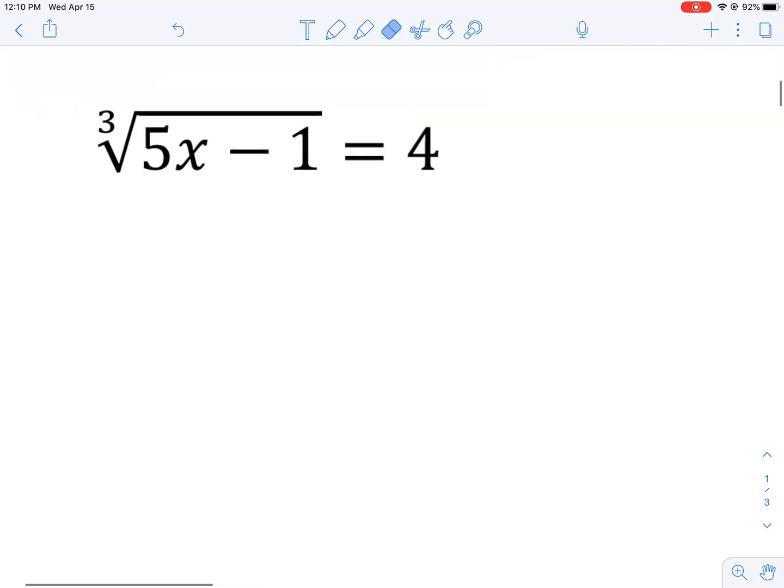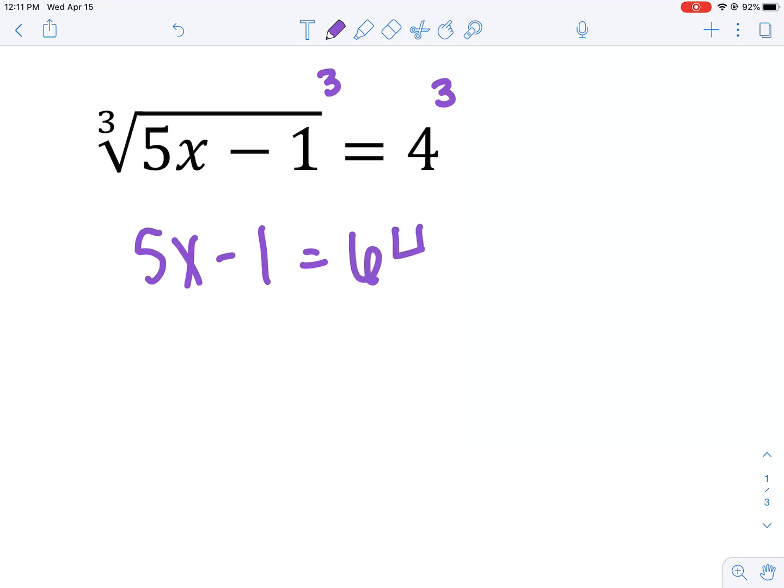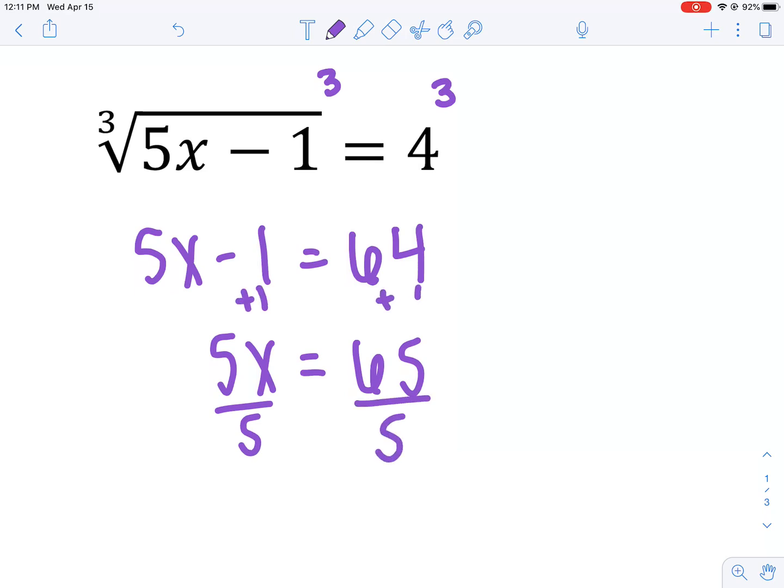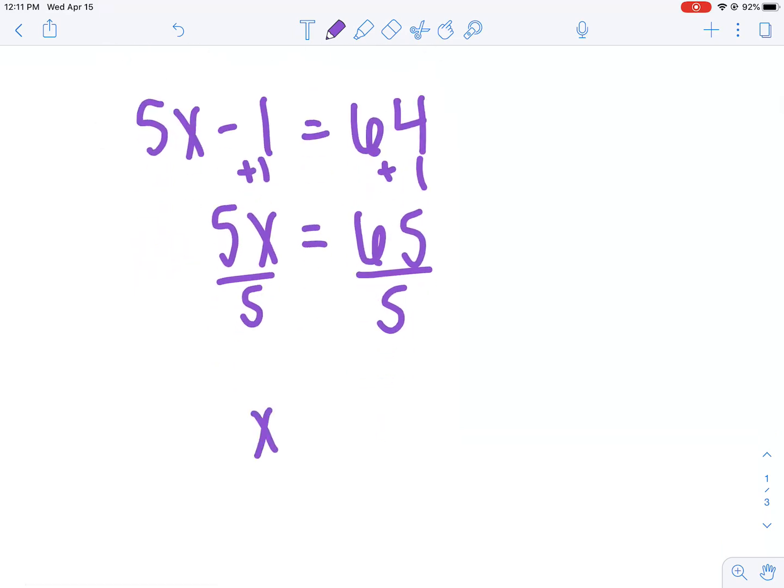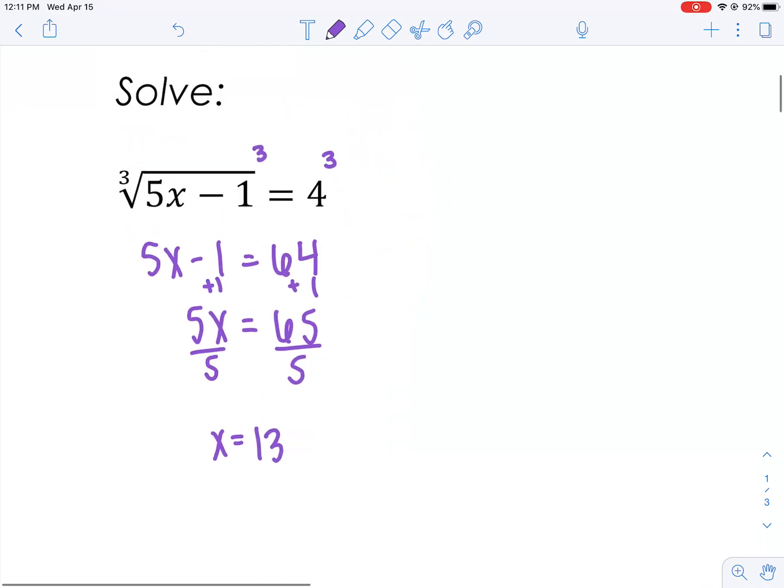For example, in this first one, my radical is already isolated, so I'm just going to cube both sides. So I get 5x minus 1 equals 4 times 4 times 4, which is 64. Add 1 to both sides, so 5x would equal 65, and then divide both sides by 5. And then x is just 13. That's it. You can check this on a calculator: what's the cubic root of 5 times 13 minus 1? If you type that into the calculator, you're going to get 4. It does work.